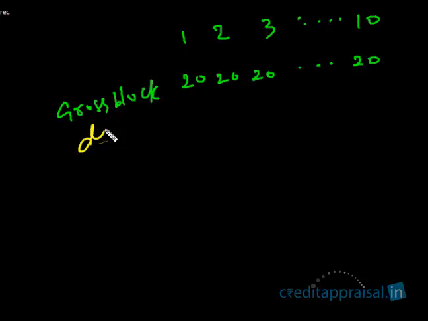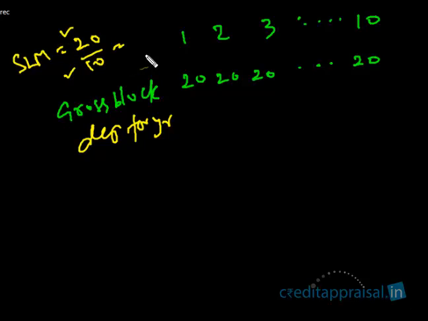Then we have depreciation for that particular year. Under the straight line method, we said that 20 is the original cost and 10 years is the useful life. So every year you have to apply the same depreciation.